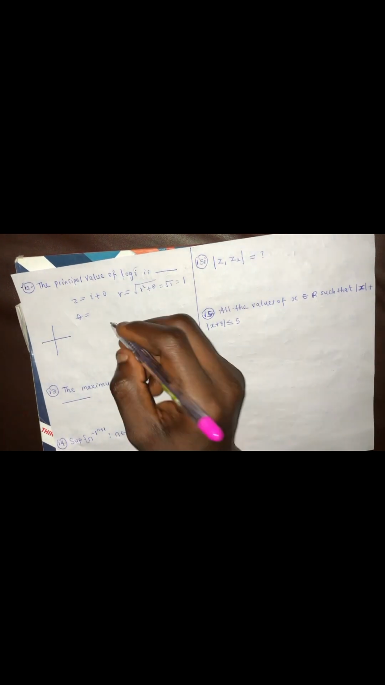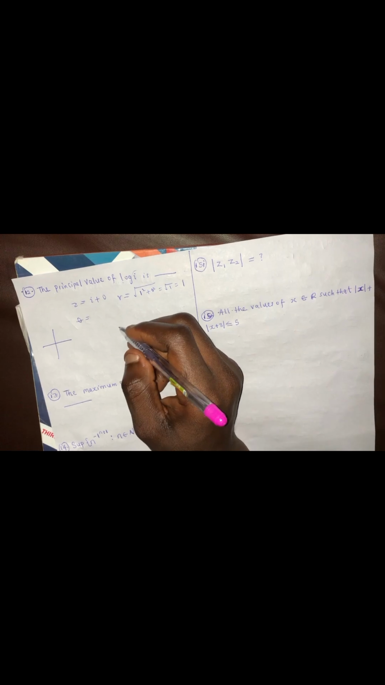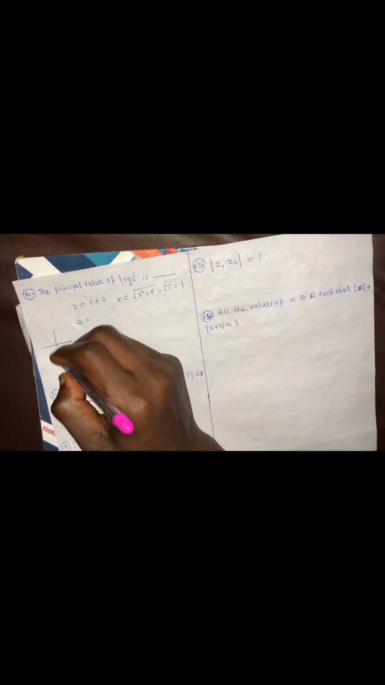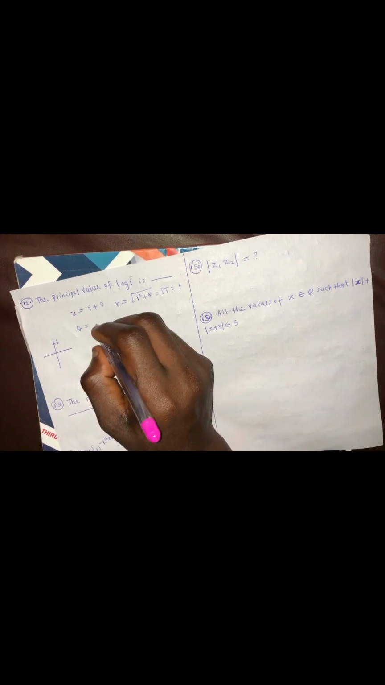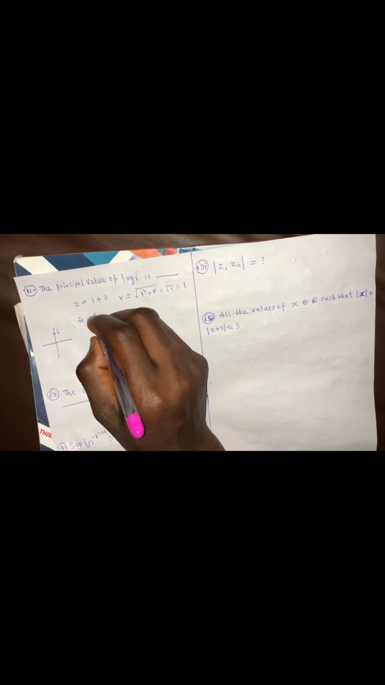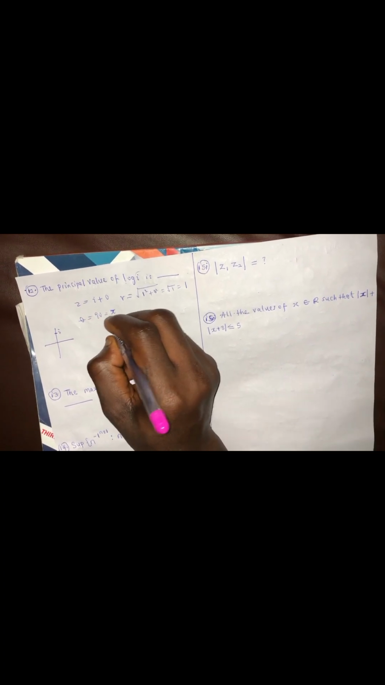Since it's just i, if I was to draw this on the Argand diagram, I'm looking at just the imaginary part, which is along the y-axis. So I'm looking at i here, and it's along this part. Since it's along this part and it is i, you can see that it's 90 degrees. Are we seeing it together? So since it's 90 degrees, this is actually pi over 2.